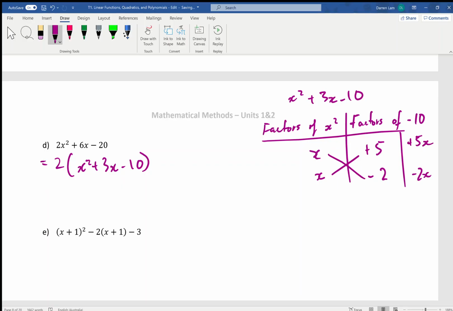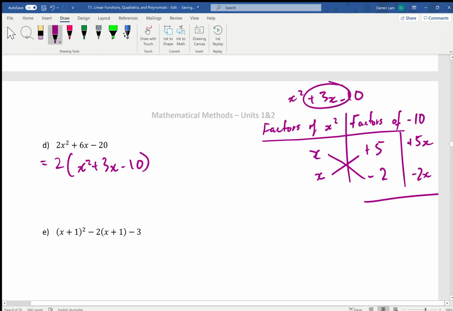What we need is we need these two variables. And remember, these could have been any values. We could have found any factors of negative 10. We need these two to add up to this value in the middle. It's a bit confusing, I know. So what's 5x plus negative 2x? 3x. In this case, that is correct. It is correct in that those values are correct.